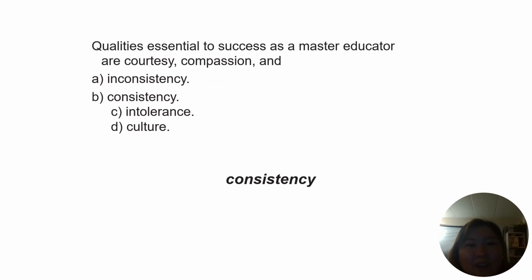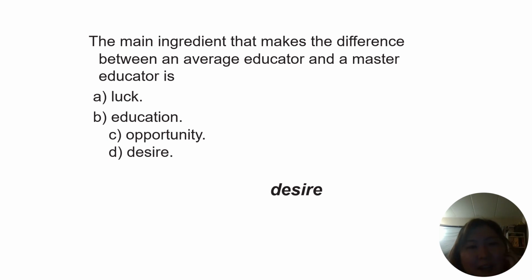Qualities essential to success as a master educator are courtesy, compassion, constancy. I love that. The main ingredient that makes the difference between an average educator and a master educator is desire. Desire is like motivation: make a goal, make a desire a priority, make a plan. It's the difference between an average educator and a master educator like me. I am now a desired master educator.